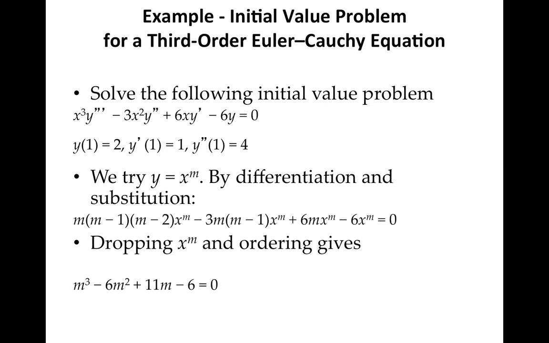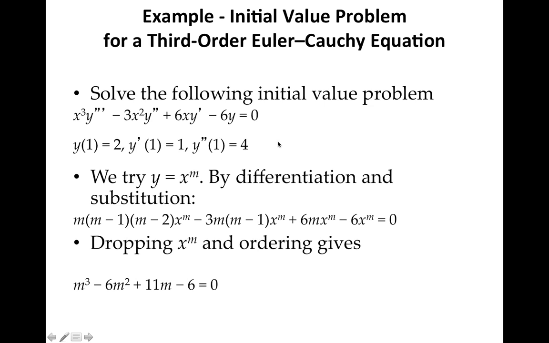As an example, here is a third order Euler equation. So here's the differential equation, and then here are the initial conditions. You notice in this particular problem, the initial value of x is set at x equal 1. So we have a value for the function y at x equal 1, a value for the first derivative at x equal 1, and a value for the second derivative at x equal 1.